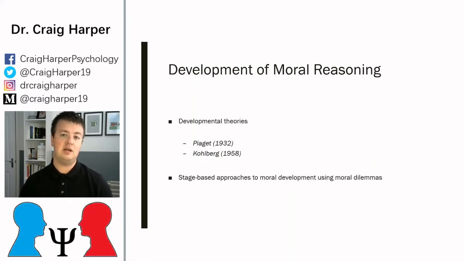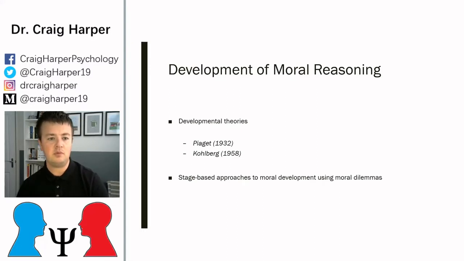There's two key theorists that we're going to introduce. The first one is Jean Piaget, and the second is Lawrence Kohlberg. Now, these both worked in very similar ways in terms of developing stage-based approaches to moral development. They each came up with a stage-based approach where they assumed that people work through different levels and different stages of moral development in terms of how they reason their decisions about what is moral and what is right and what is wrong.